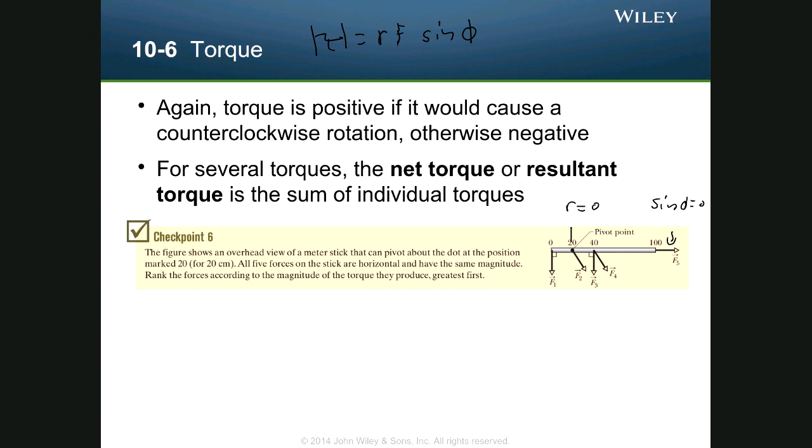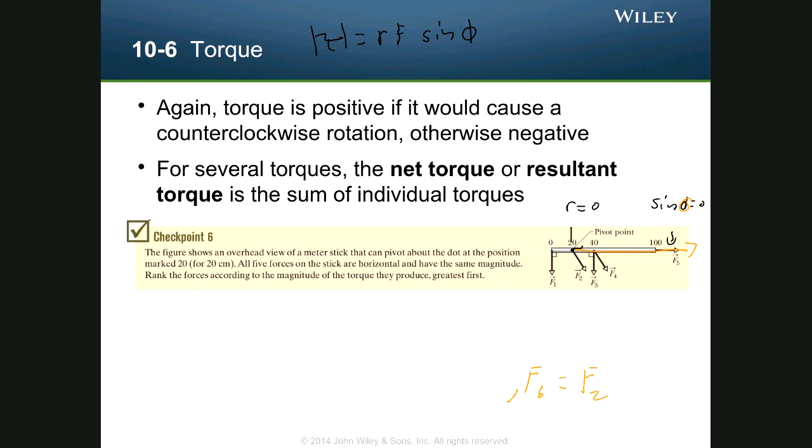The trick is to make effective R vectors. I'm going to use a different color. You want to remember your R vector is something you want to draw all the way through, going this way. So the angle between F5 and R is going to be 0. Sine of 0 is 0. So that means F5 equals F2, and those are the smallest.